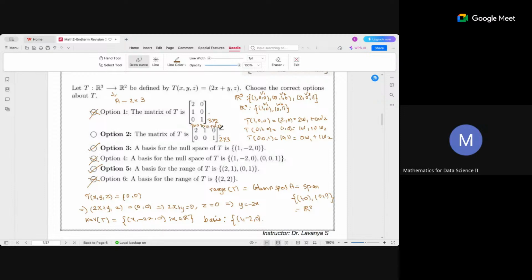Why is that so? See, the rows are from domain and the columns are from codomain, right? And your range is a subspace of codomain, right? So you need to consider the column space of A. Column space of A is nothing but the span of the linearly independent columns, which gives you R2, and this also is a basis for R2, and hence this option is correct. All right?